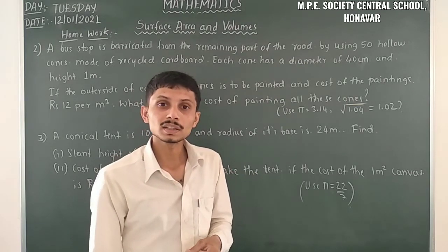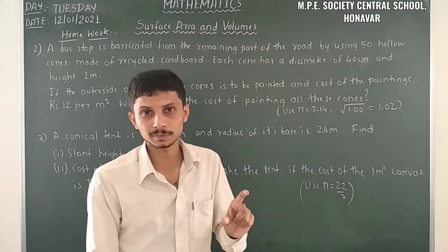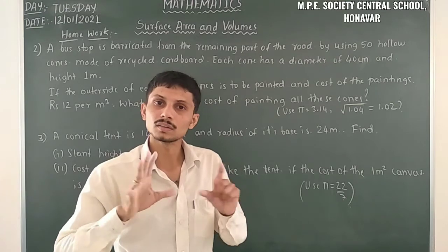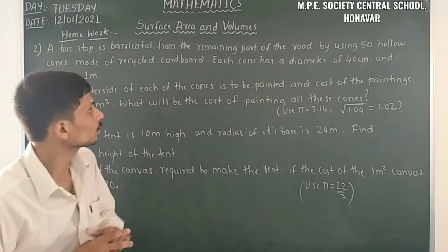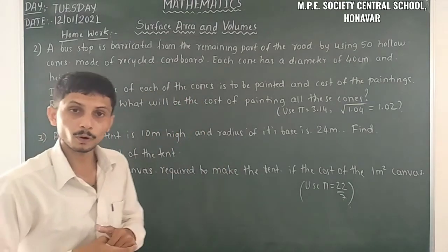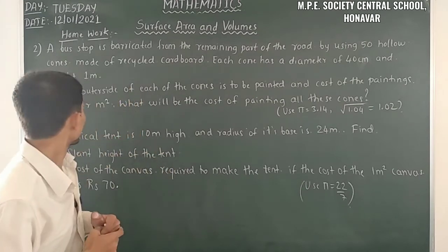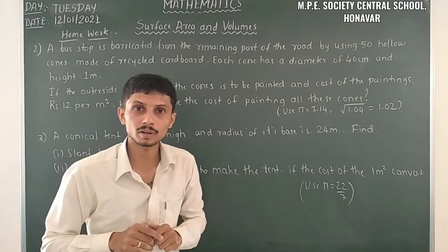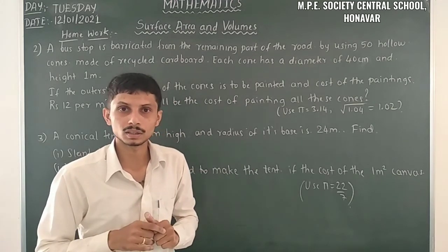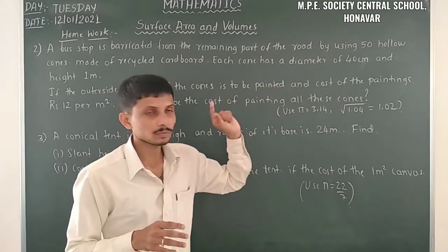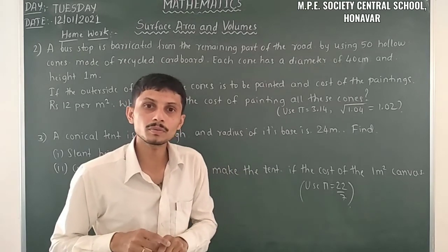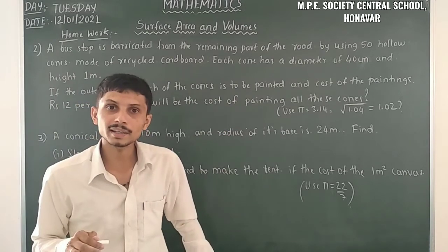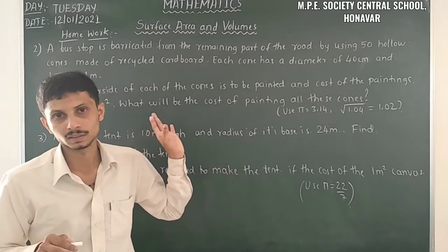So that means here we have to find out only the curved surface area. It is understood that since only the outside exists, we have to find out the curved surface area. Each cone has a diameter of 40 centimeter and height 1 meter. Just observe, centimeter here, meter there, so be aware of those things. We have to convert 40 centimeter into meter, and using that you can find out the slant height and the curved surface area.